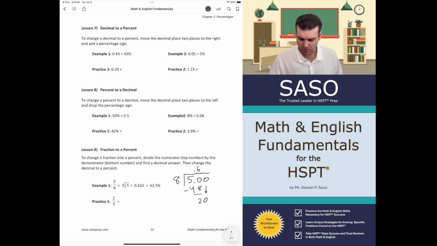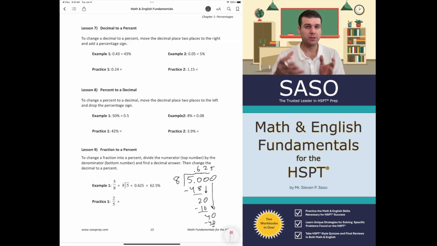We're going to have to add zeros until we're done here. 8 goes into 20 2 times. 8 times 2 is 16. 20 minus 16 is 4. Let's bring down one more 0, and 8 goes into 40 evenly 5 times. 8 times 5 is 40. So we get 0.625. So that's the first step.